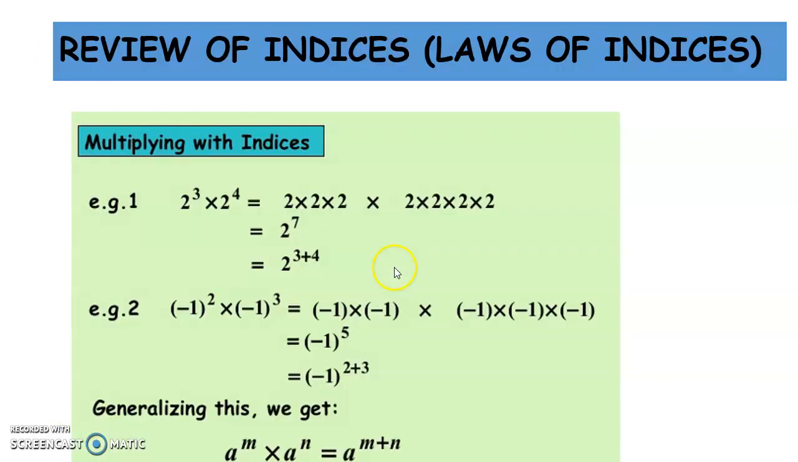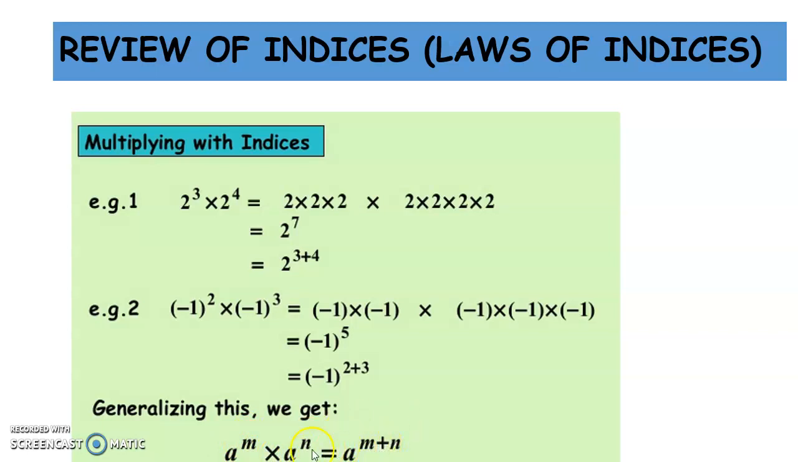Okay, so having said that, we'll go straight to the review of indices. We have our first law, which is the multiplying law, where you add powers. As you can see there, 3 plus 4 is a power you add. So we can generalize that using a raised to the power of m times a raised to the power of n equals a raised to the power of m plus n.